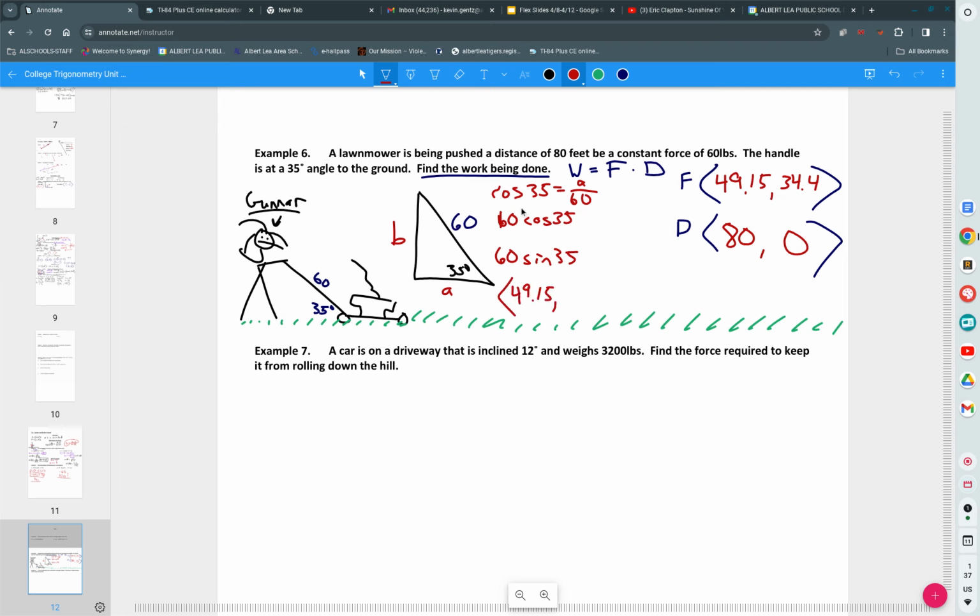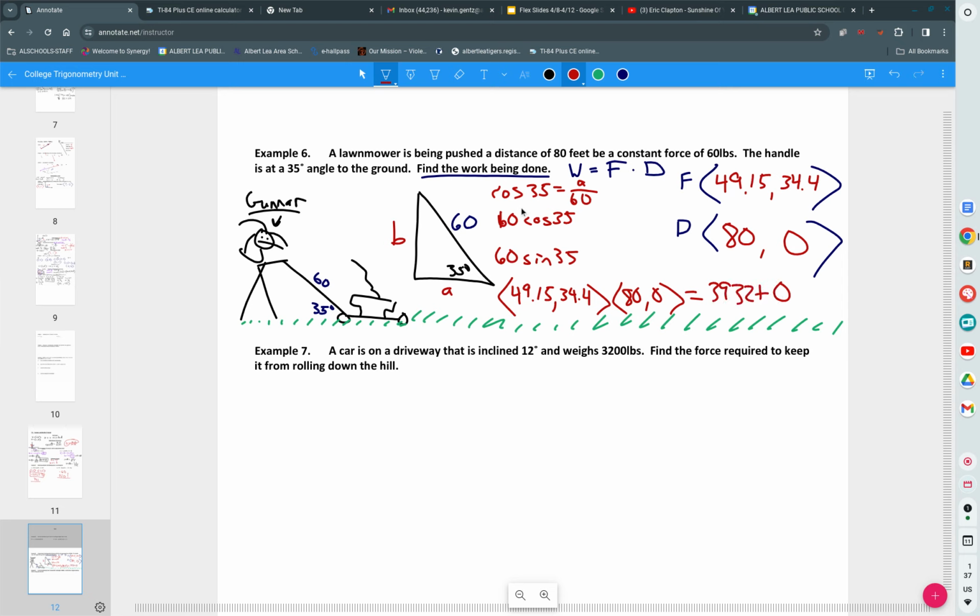So now we have the vector 49.15, 34.4, and we're going to multiply that by another vector, 80, 0. Remember, this is the dot product, that skill you learned yesterday. So 49.15 times 80. Somebody need a calculator? 3,932, plus 0, right?